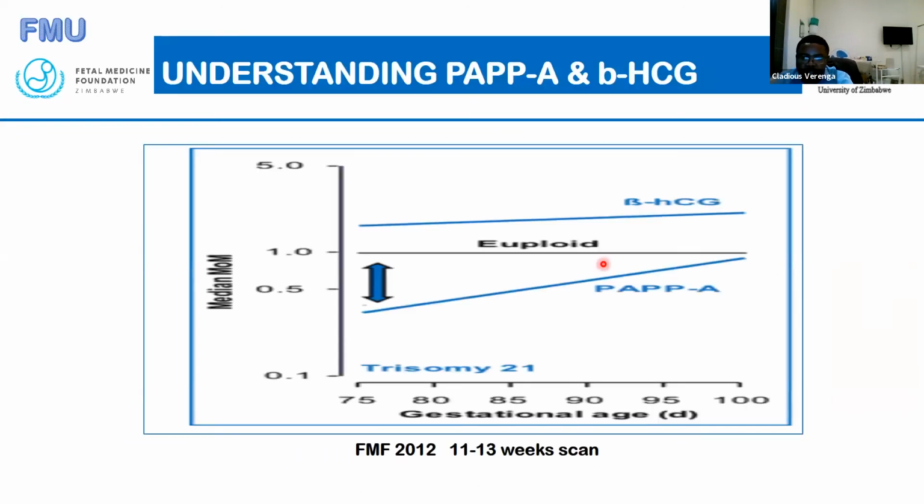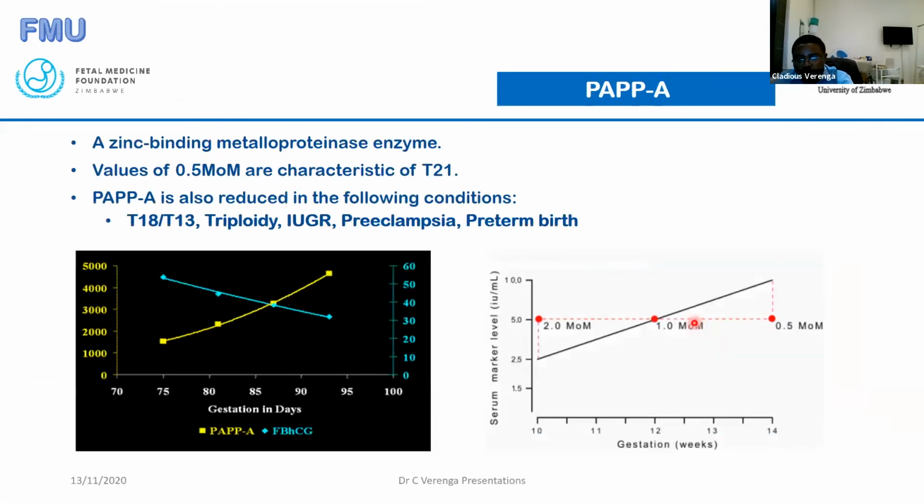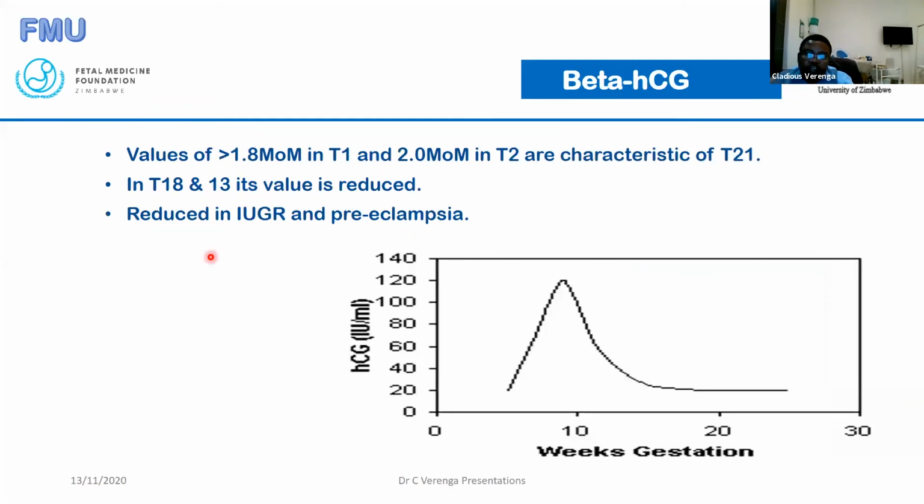Then PAPP-A and the beta-hCG, I've already explained these hormones, how they work in terms of Down syndrome. We also have to know that PAPP-A increases with gestational age, while beta-hCG drops with gestational age. But for babies with Down syndrome, PAPP-A decreases. It is also decreased in the following conditions: Edwards, Patau, triploidy, fetal growth restriction, preeclampsia, and preterm birth. As for beta-hCG, it actually peaks around 12 weeks and drops towards the end of pregnancy. But in babies with Down syndrome, it increases so that it reaches two multiples of the median, but it is reduced in babies with Edwards and Patau syndrome, and also in fetal growth restriction and preeclampsia.